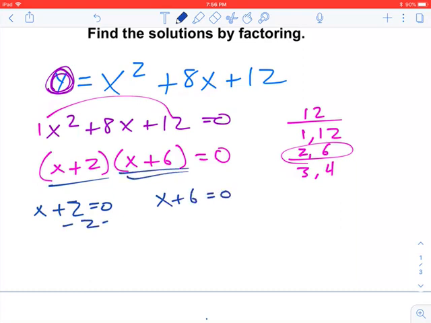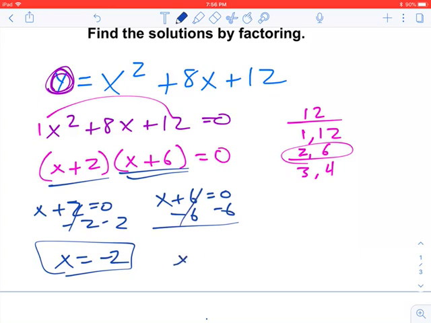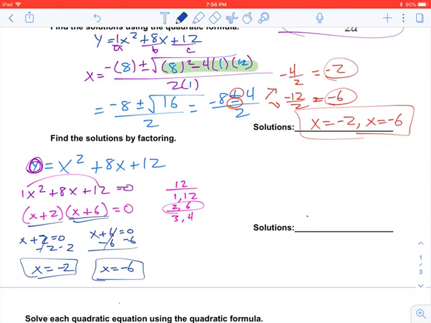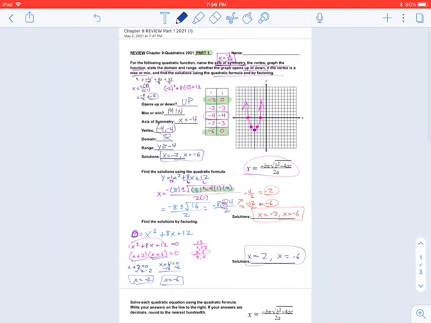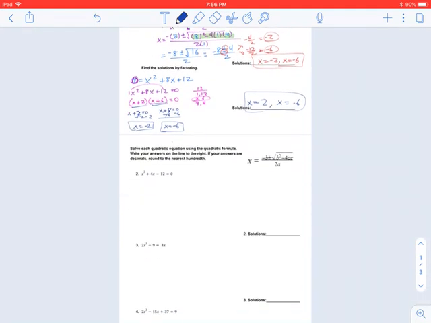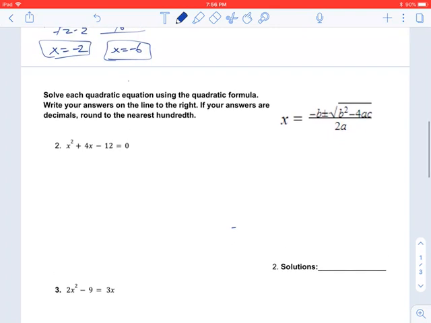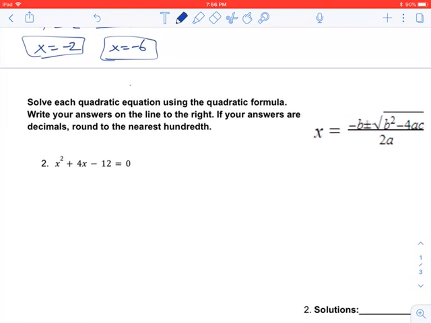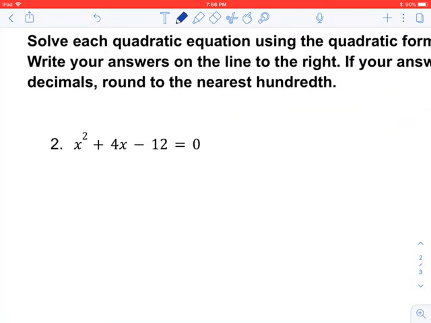And then I solve. So for the first one, x equals -2. And for the second one, x equals -6. And there we go. -2 and -6. All right? And so on the back side, we're basically doing that same thing, but we are using the quadratic formula each time. So in this case, I've got 1, 4, and -12.